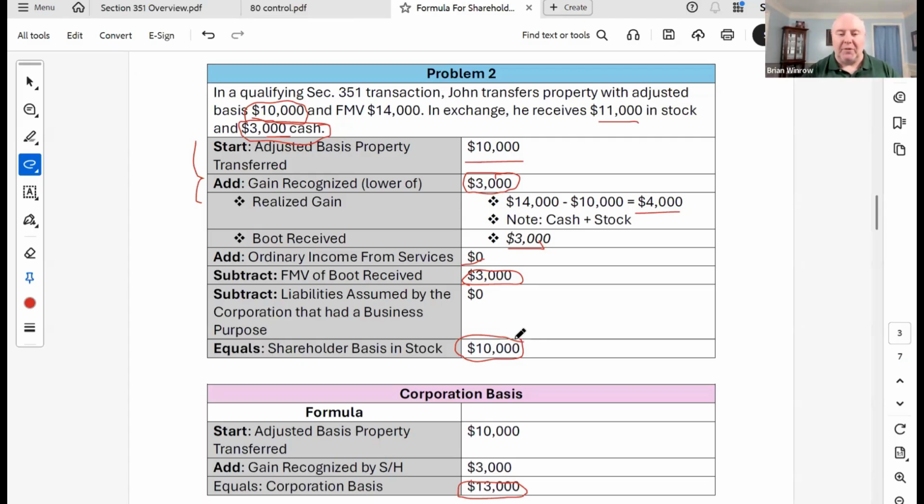We've done two problems now that we've been able to get through. This was your first problem with boot, which was an additional complication to the fact patterns we've been going through. And we already said, hey, we know the corporation's basis. It's these first two steps. So we already had the 13,000.